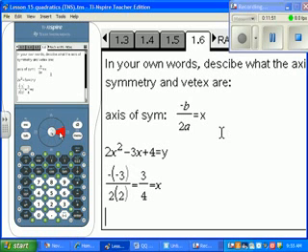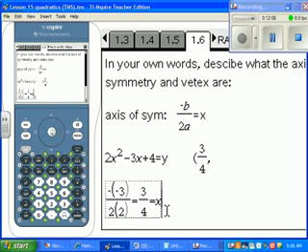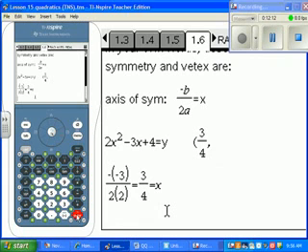Could I go find my vertex point? I know my x value. I know that my x value is 3/4. Could I find my y value? If I know my x value? How? So x is 2x. Very good. You'd sub in 3/4 into the equation.